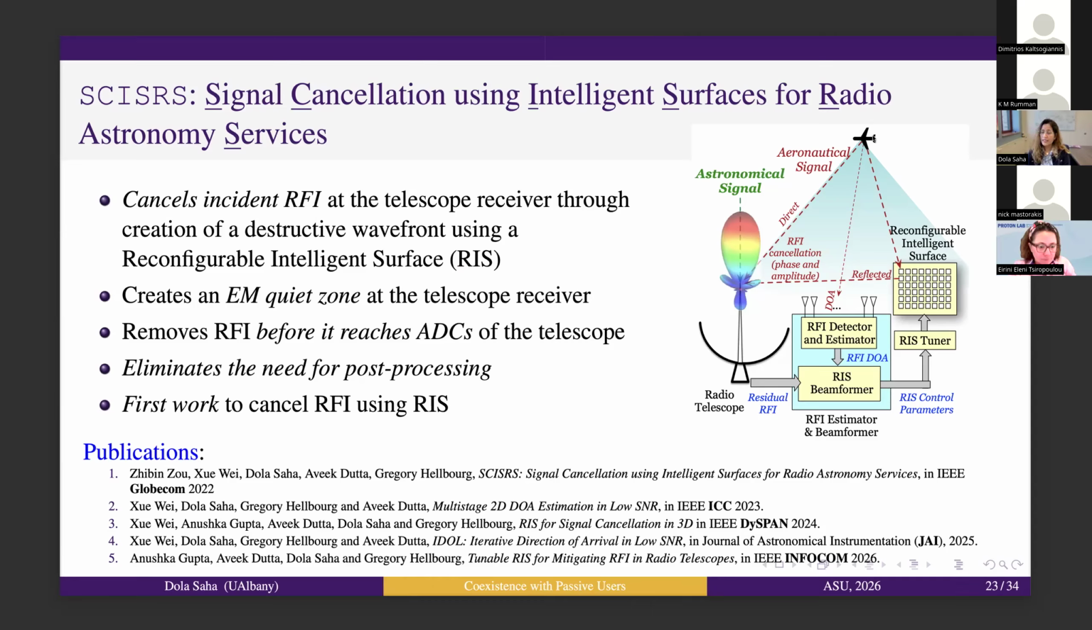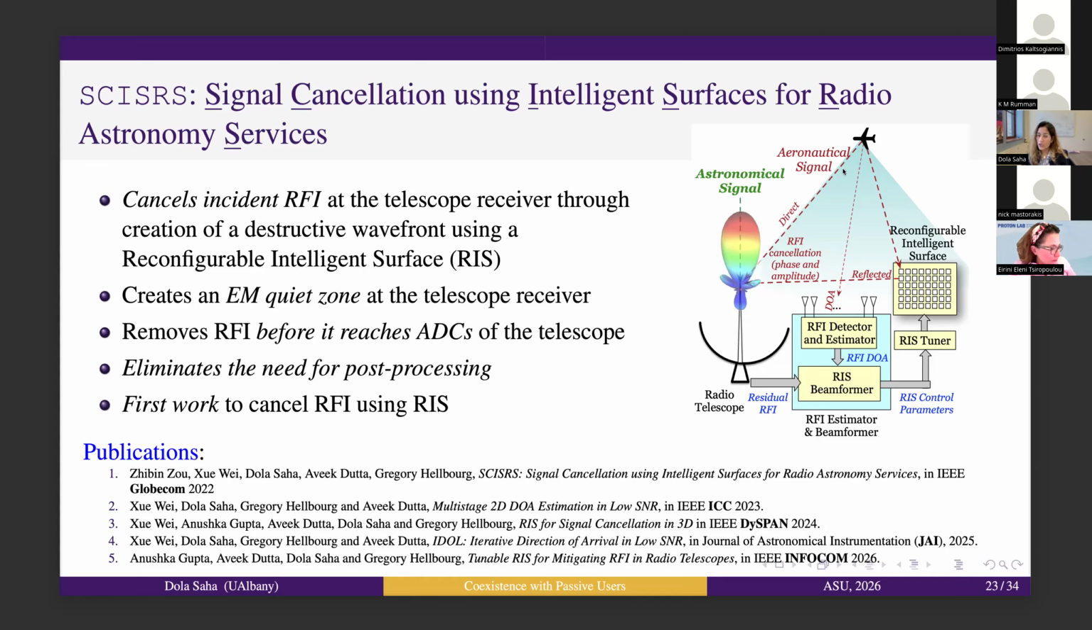And we can find that there is a direct path for the RFI that is directly coming to the radio telescope. So what we suggested is, if we can place a reconfigurable intelligent surface nearby the telescope, then we can reflect the signal intelligently towards the telescope such that it cancels the direct path in both phase and amplitude. So that was the initial thought that we had, that if we do this, then that would be great. Then we don't need anything else because we can create an electromagnetic quiet zone.